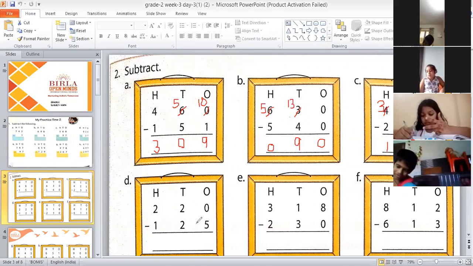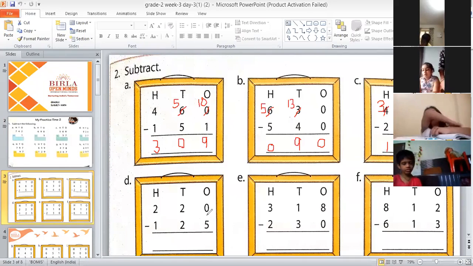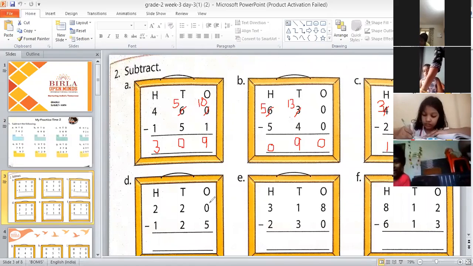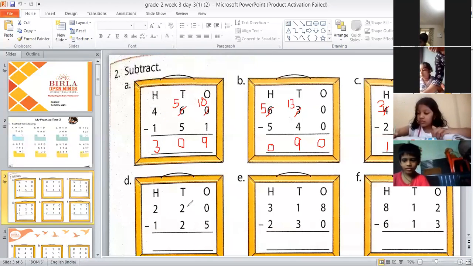First, tell me what we will write in ones place. Is it possible to take away 5 from 0? No, ma'am. What we will do? Carry forward. No, that's not carry forward. Yes, children, those who have completed, keep on checking your answers. Borrow, ma'am. Yes. Borrow. We will take borrow from where? From tens place. Yes. So we will take 10 borrow from the number in tens place.